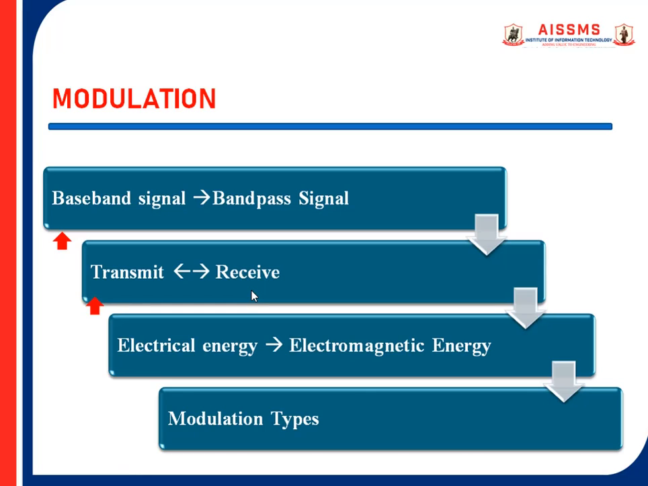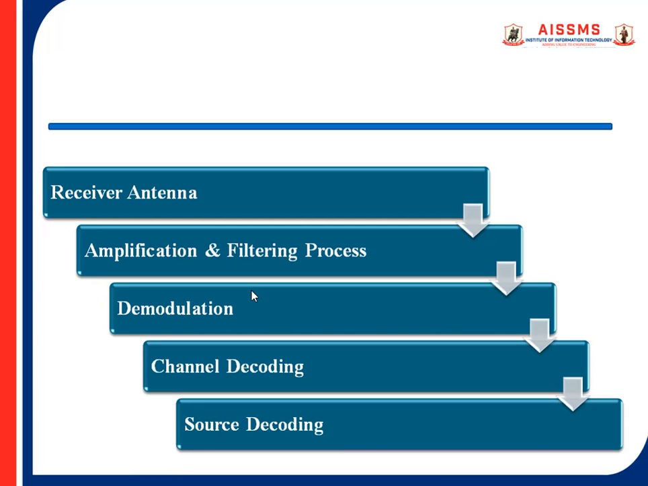Finally, the modulated signal has to be amplified and the electrical energy is converted into electromagnetic energy by the transmitter's antenna, and the signal is propagated over a wireless link to the desired destination. Types of modulation are amplitude modulation and quadrature modulation.